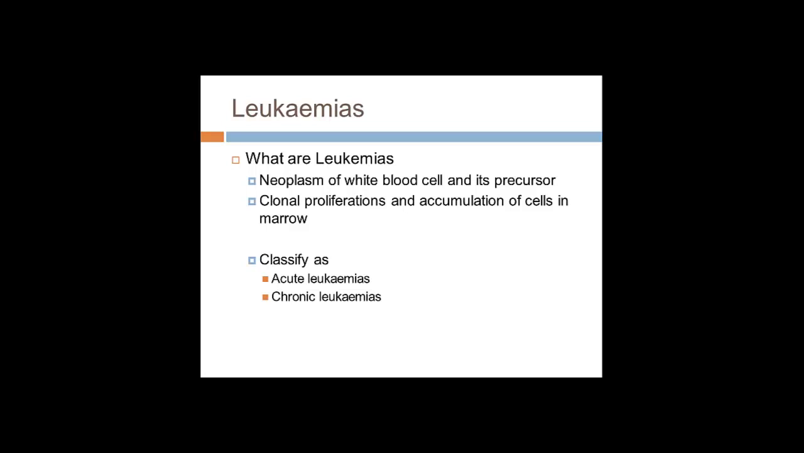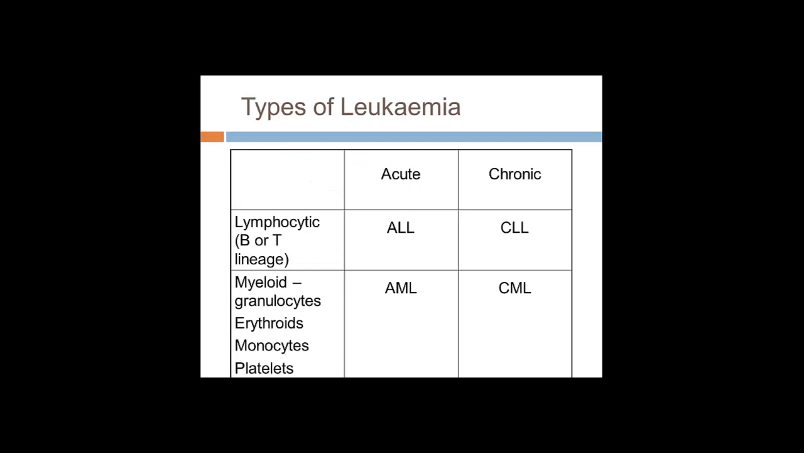Today we're going to talk about chronic myeloid leukemia. What are leukemias? Neoplasms of white blood cells and their precursors, with clonal proliferation and accumulation of cells in the marrow. They are classified as acute leukemias and chronic leukemias.